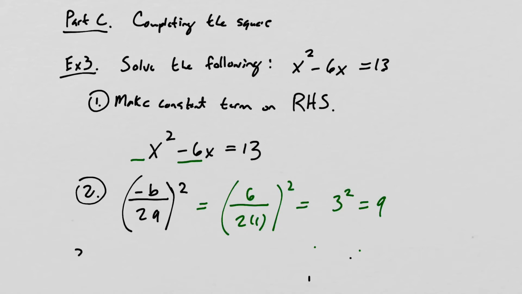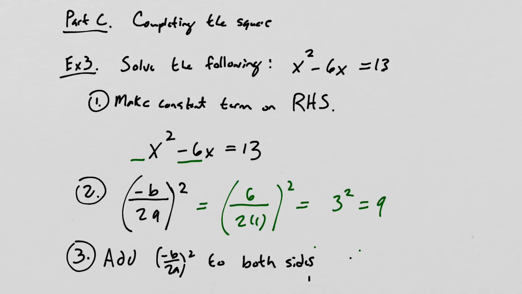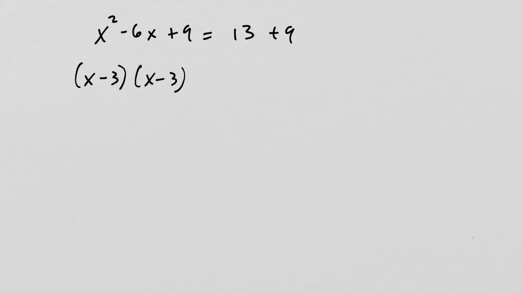Now, in step 3, add our term, negative b divided by 2a squared, to both sides. So let's go ahead and do this. We'll have x squared minus 6x plus 9 is equal to 13 plus 9. On the left-hand side, we can factor this now. This becomes x minus 3 times x minus 3 is equal to 22. The left-hand side now simplifies to be x minus 3 squared is equal to 22.